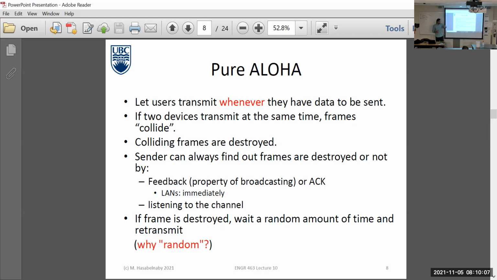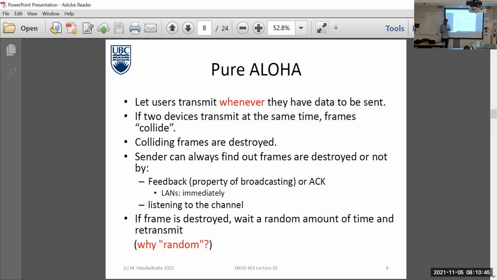As a quick revision, we are speaking about pure ALOHA. As I told you in the previous lecture, in ALOHA, when you have data to transmit, there is no coordination with any other user in the network. You transmit at your full rate. You consider this channel as your own channel. If two devices transmit at the same time, we will have collision. And if frames have collisions, we consider them destroyed or lost.